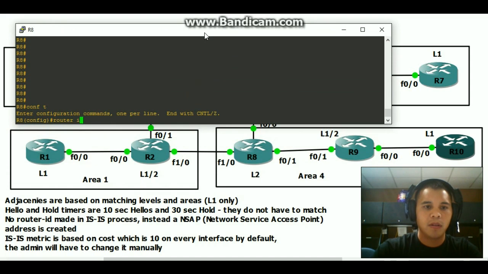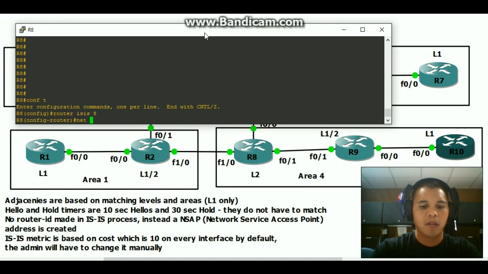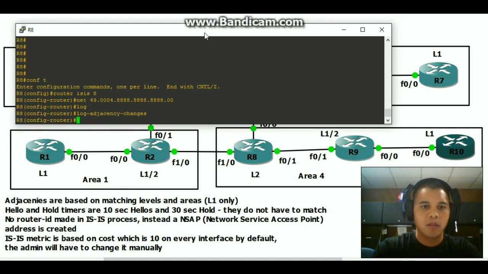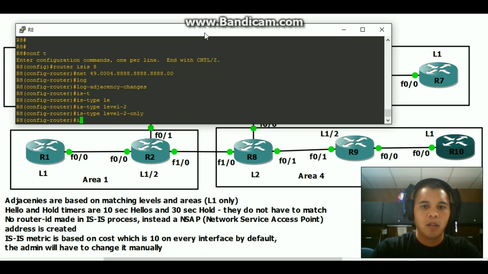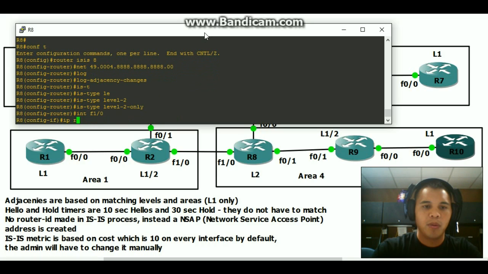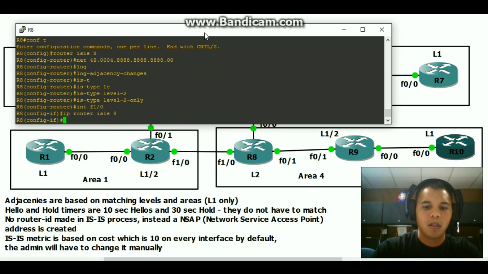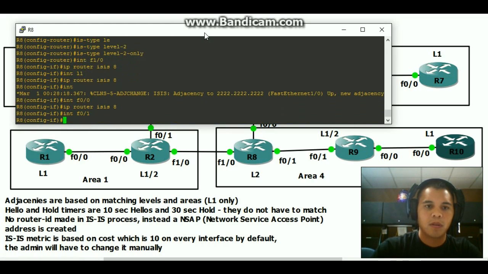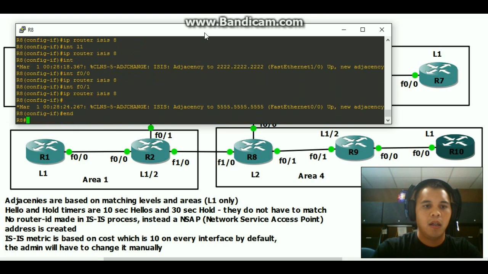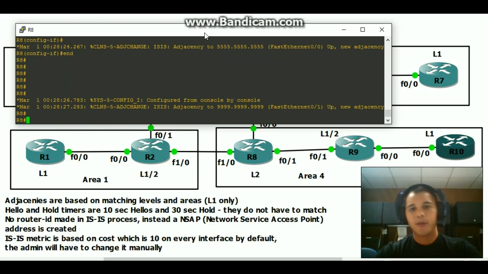Config t, router isis 8, network 49.0004.8888.8888.8888.00, log adjacency changes, is-type level-2-only. Interface F0/1, ip router isis 8. Back out, interface F0/0, ip router isis 8, interface F0/1, ip router isis 8, end. Okay, so now we've got all of our adjacencies.